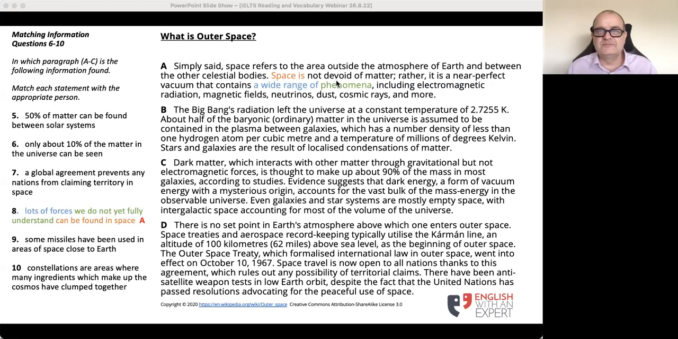Space is, or space contains... So we've got space contains, can be found in a way, contains a wide range of, lots of forces we do not yet fully understand, phenomena. All those things are connecting to make it A. Why do you think it's C?